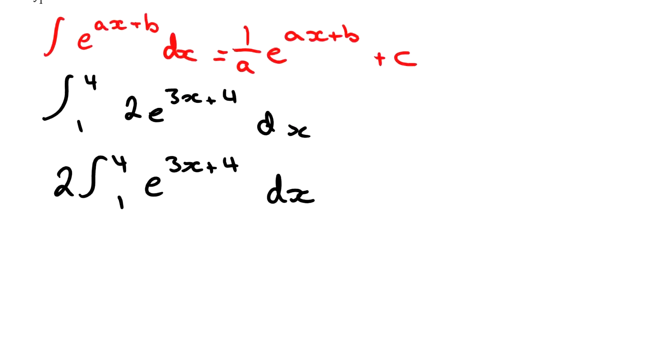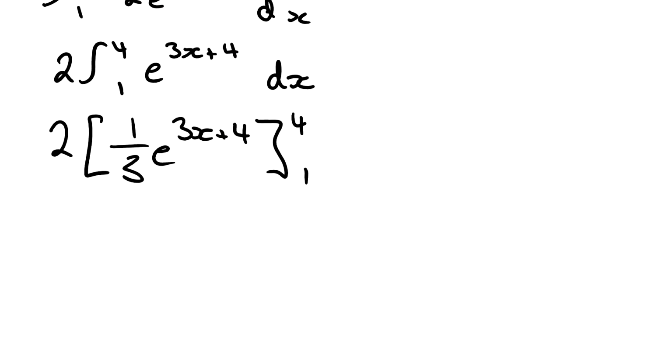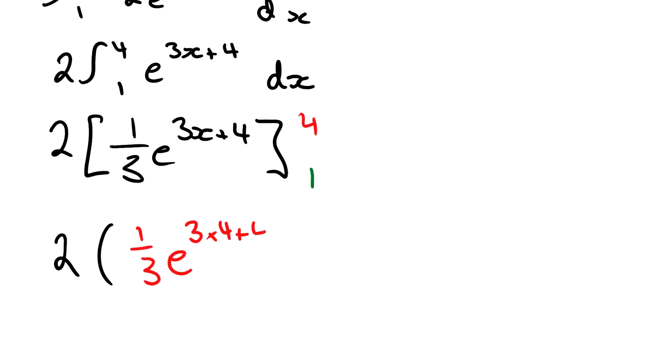So at this point I can start to just convert the integral. So I get 2. My a is 3, so I get 1 over 3 e^(3x+4), and our range is 4 to 1. Now I will change those colors because I like to color code this next step. That could be 4, that can be 1. So down here I get 2 times 1 over 3 e^(3 times 4 plus 4) minus the bottom, so 1 over 3 e^(3 times 1 plus 4).